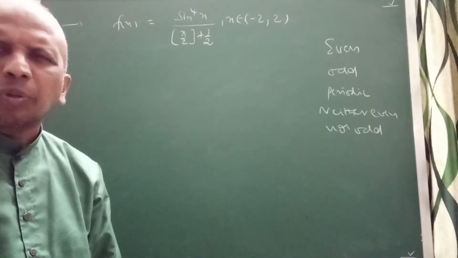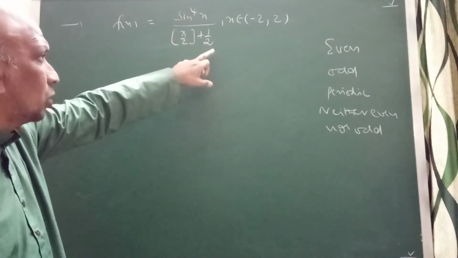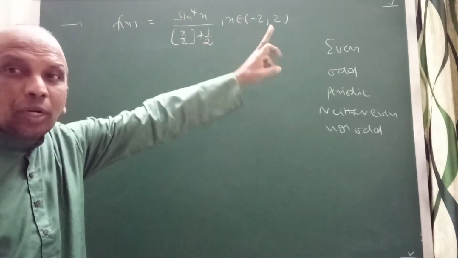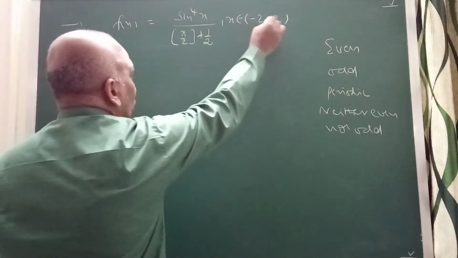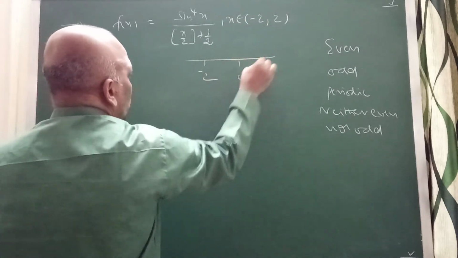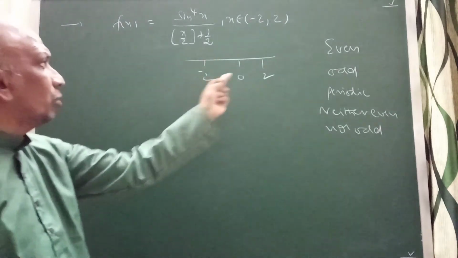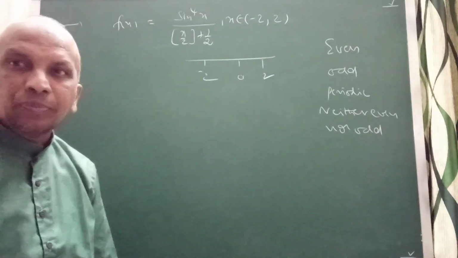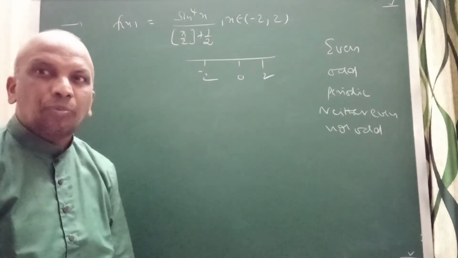You see in this problem, f of x equals sin power 4x by step of x by 2 plus 1 by 2, where x belongs to the open interval minus 2 comma 2. So be careful, they have given x belongs to minus 2 comma 2. So they have given here minus 2, 0, 2. Correct? x lies between minus 2 to 0 and 0 to 2. You should be careful here, because I want step of x by 2.